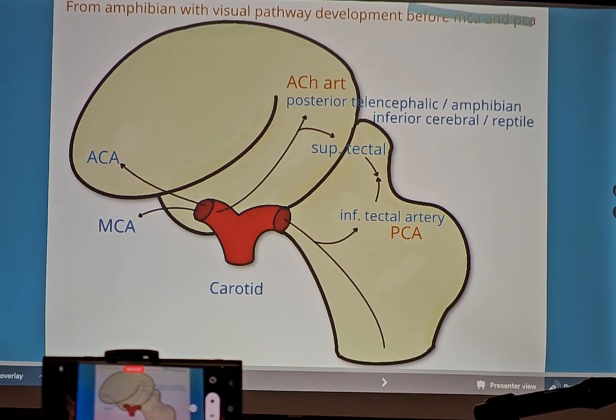The caudal division of the internal carotid has a little artery, the inferior tectal artery, and that's where these 2 territories are united at the level of the tectum. So we've got a superior tectal branch coming off this posterior teleocephalic artery and an inferior tectal branch that's uniting.